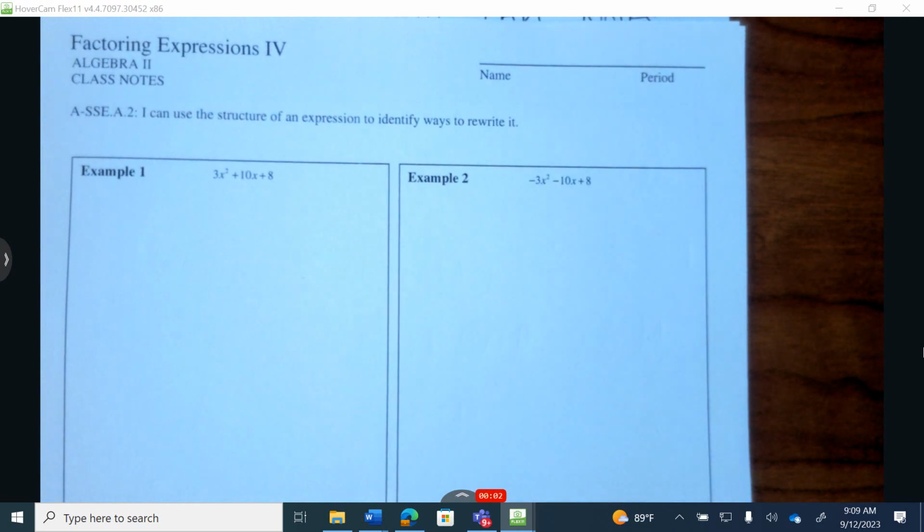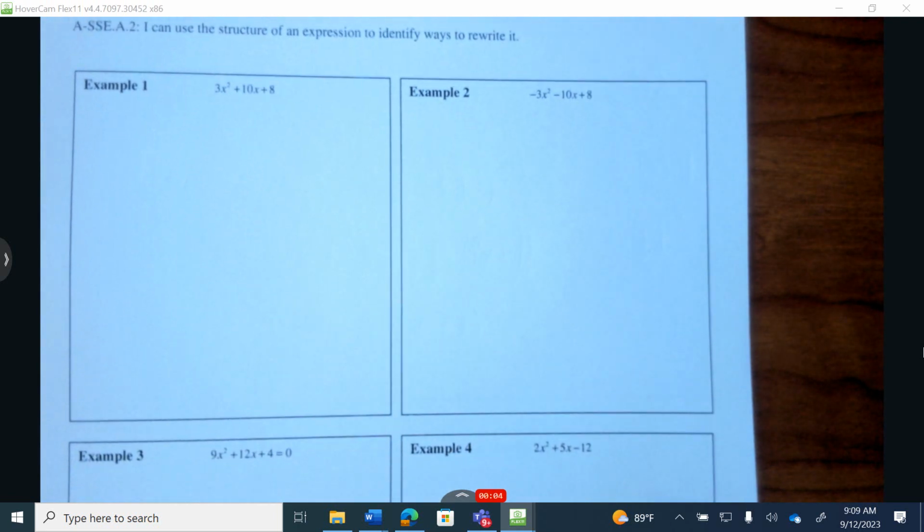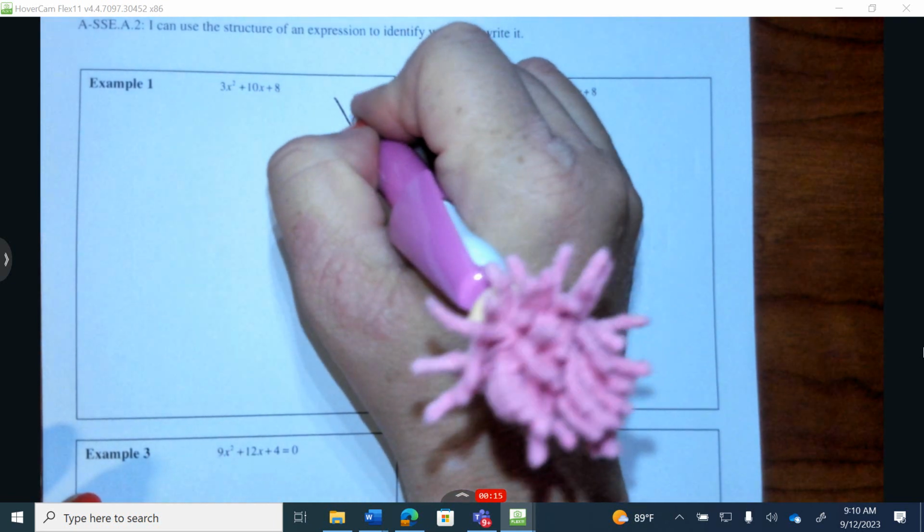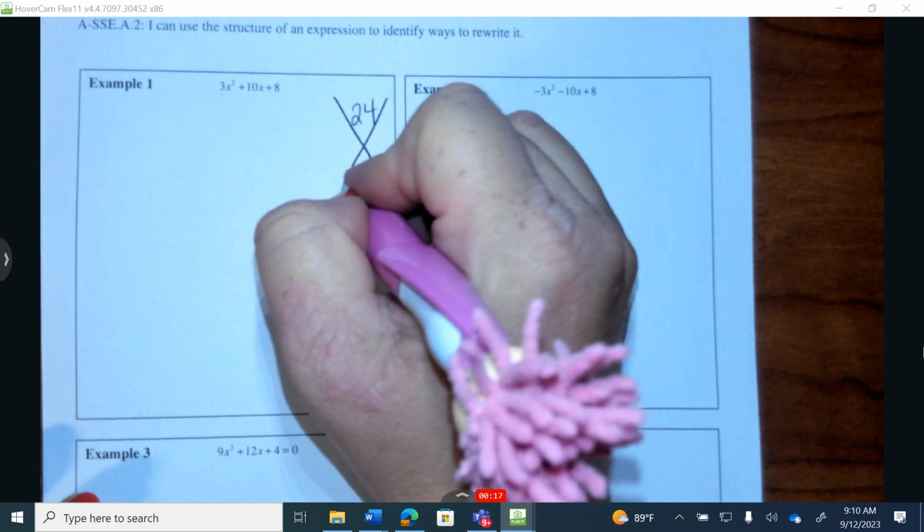Factoring expressions: remember, when we are factoring, we are just restructuring or rewriting a given expression. So let's use this new method. Let's make an x off to the side. We're going to take a times c, which is 24, and our middle term is a positive 10.